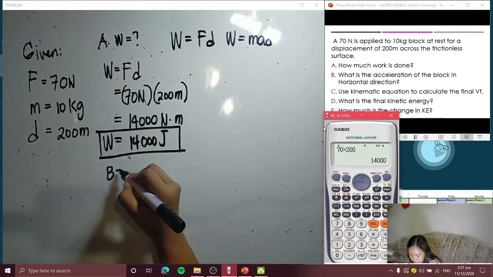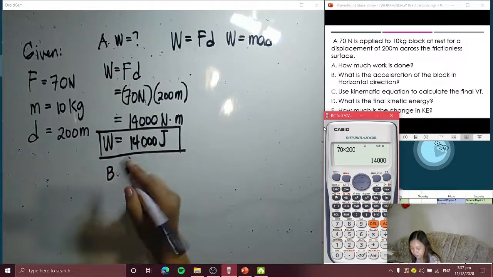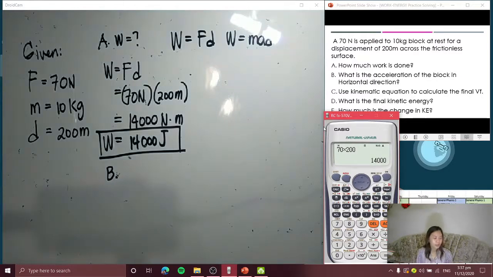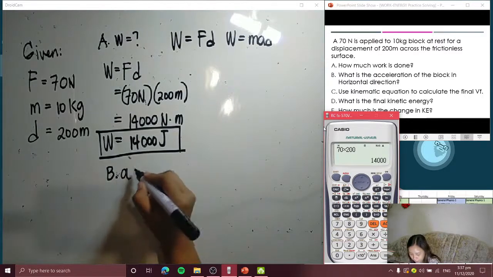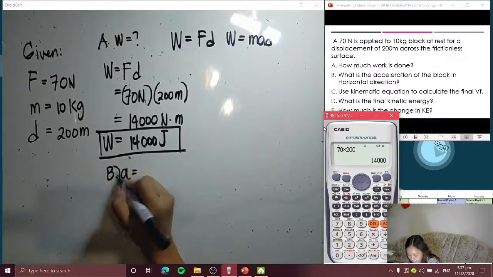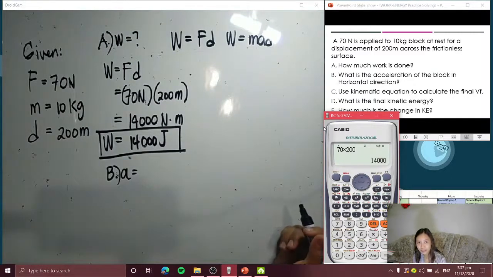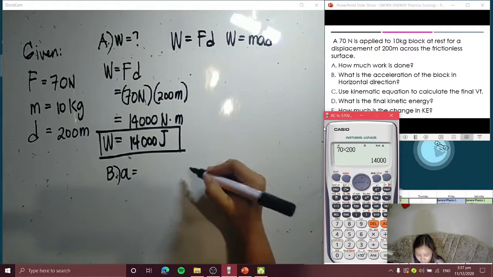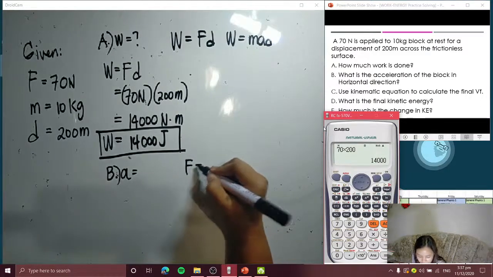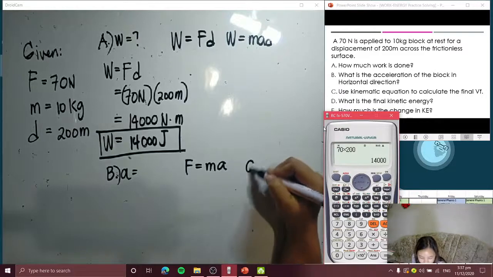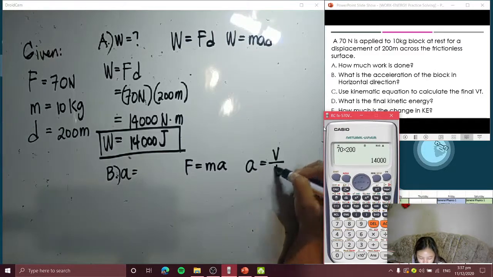For letter B, let us solve for the acceleration. So how can we solve for the acceleration? Of course, we have two equations for the acceleration. We have here F is equal to ma and a is equal to velocity divided by time.